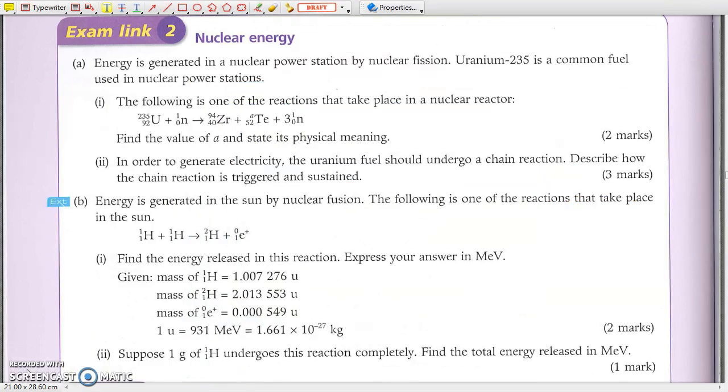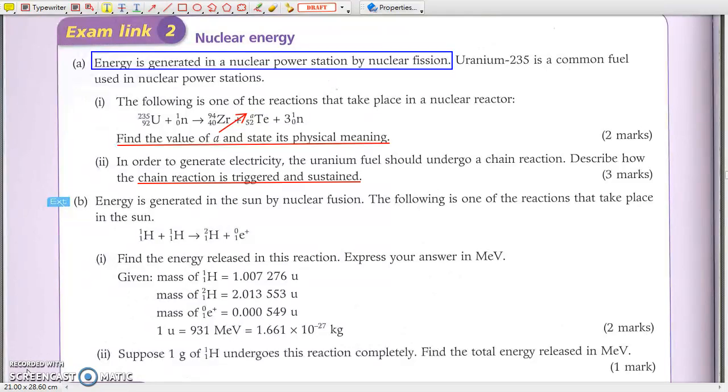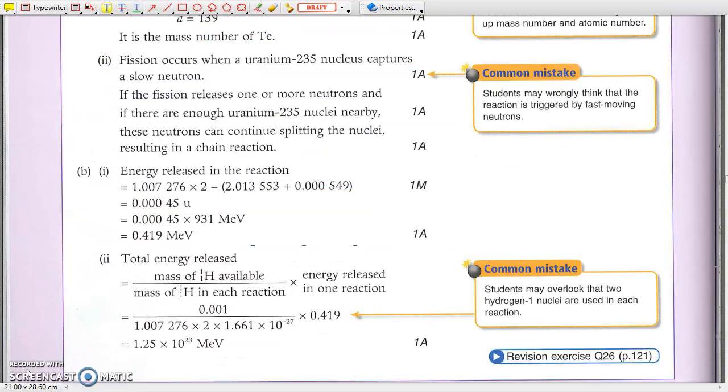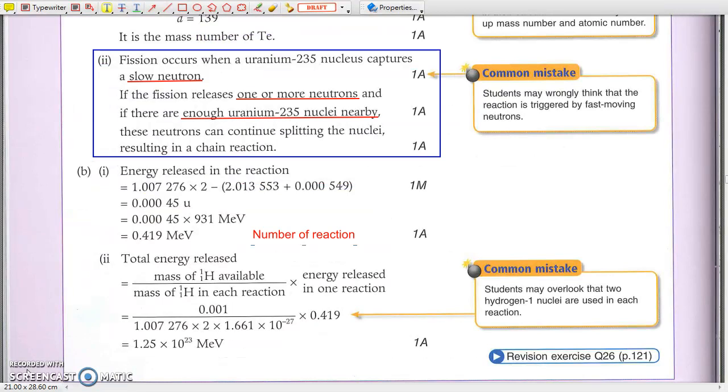Exam link 2. Nuclear energy. In Part A1, it is given a typical nuclear reaction in a fission reactor using uranium-235. In Part A2, you are asked to explain chain reaction. In Part B, you are asked to calculate the mass change and corresponding energy change in a nuclear fusion reaction. For A1, the conditions for chain reaction were mentioned. For B2, you should first of all calculate the number of reactions in order to find the total energy released.